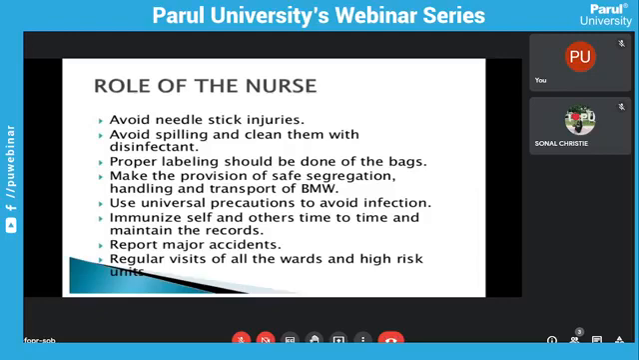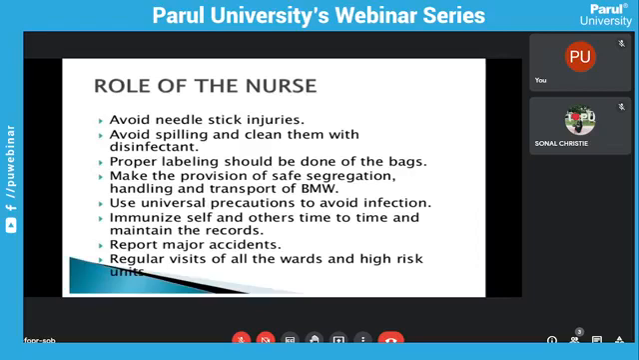Then immunize self and others time to time and maintain the records. Nurses have to educate people regarding immunization. Firstly they have to self immunize, after that they have to immunize others time to time. Then they have to maintain proper records of immunization. Then report major accidents. If any major accident happens regarding biomedical waste management or a needle stick injury, then they have to report all the accidents.